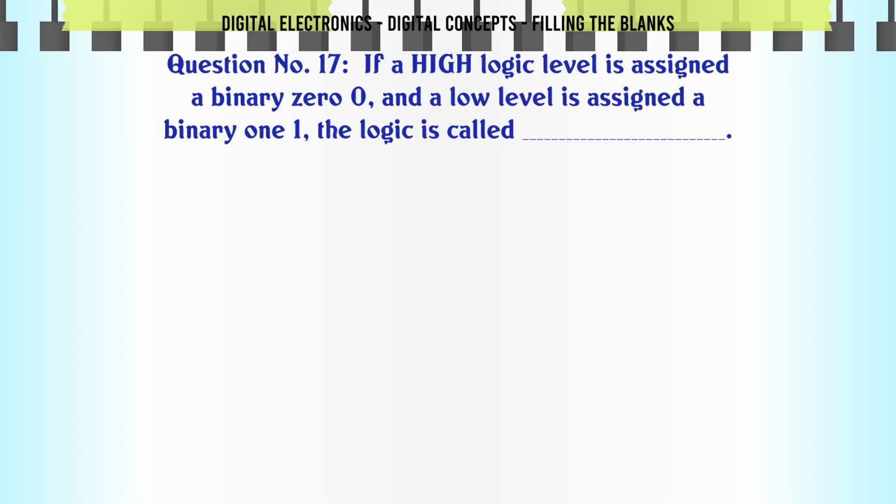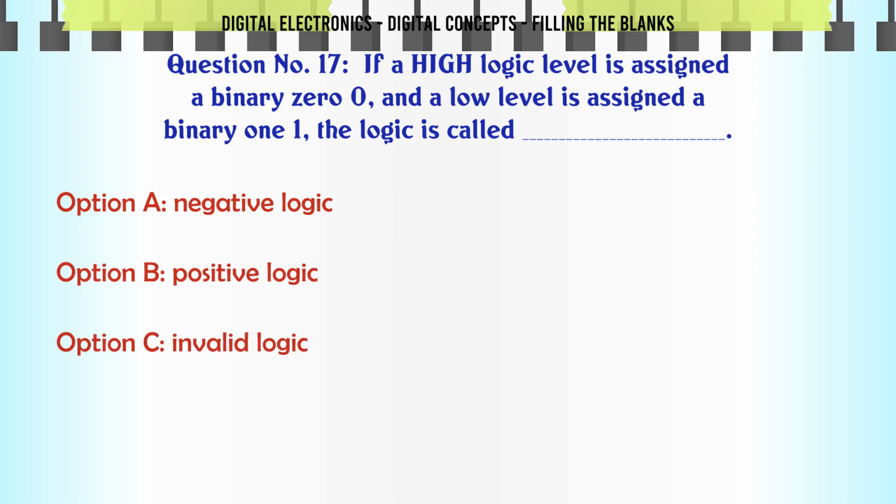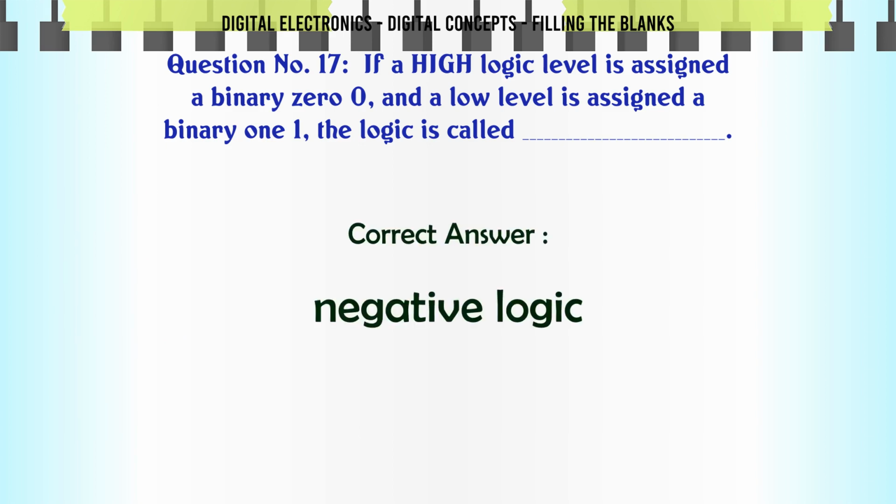If a high logic level is assigned a binary 00 and a low level is assigned a binary 11, the logic is called A. negative logic, B. positive logic, C. invalid logic, D. assertion level logic. The correct answer is negative logic.